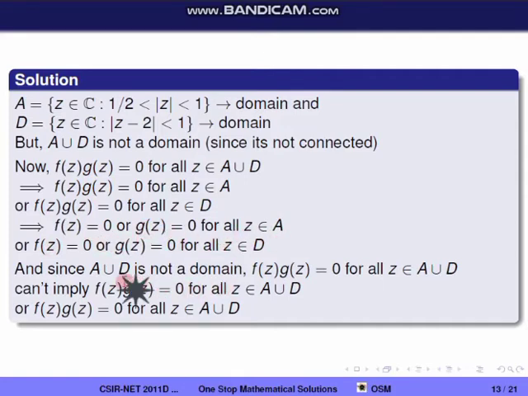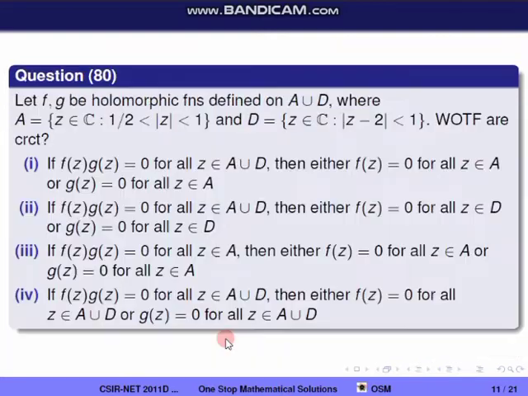Now we see that A union D is not a domain, so f of z into g of z equal to 0 for all z in A union D doesn't imply that f of z equal to 0 for all z in A union D or g of z equal to 0 for all z in A union D. So now we'll check the correct options. The correct options are A, B and C.